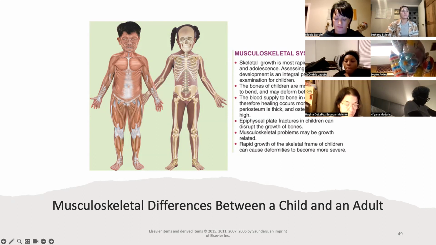They have those growth plates that if we fracture, we can disrupt the ability of the bone to grow. And we know that sometimes musculoskeletal problems are caused by those rapid periods of growth.